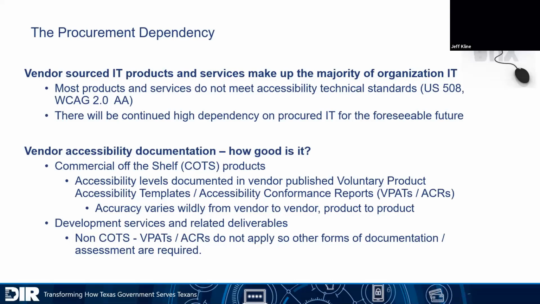And then for development services, like when you go out to buy somebody's services to build a website or a web application, it's not commercial off the shelf, right? It's all custom. And so there are no VPATs and they don't apply. So other forms of documentation and assessment have to be used in order to try to ascertain the vendor's abilities to produce an end product that's accessible.